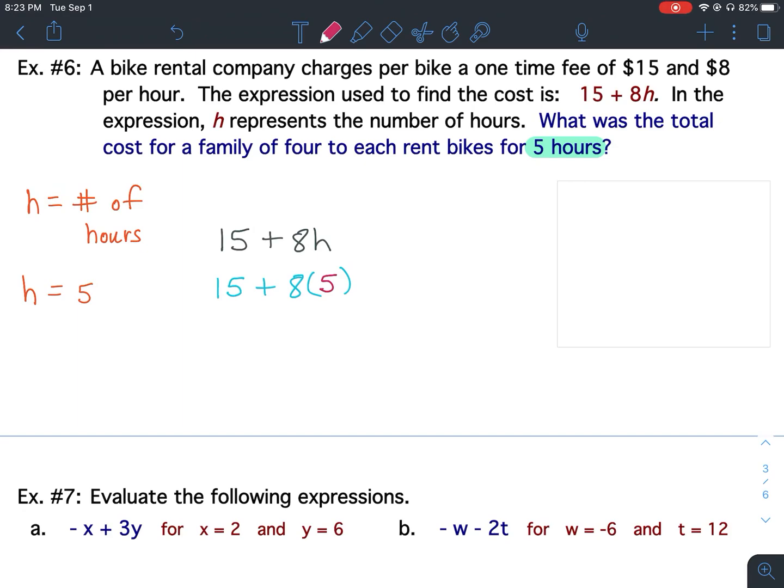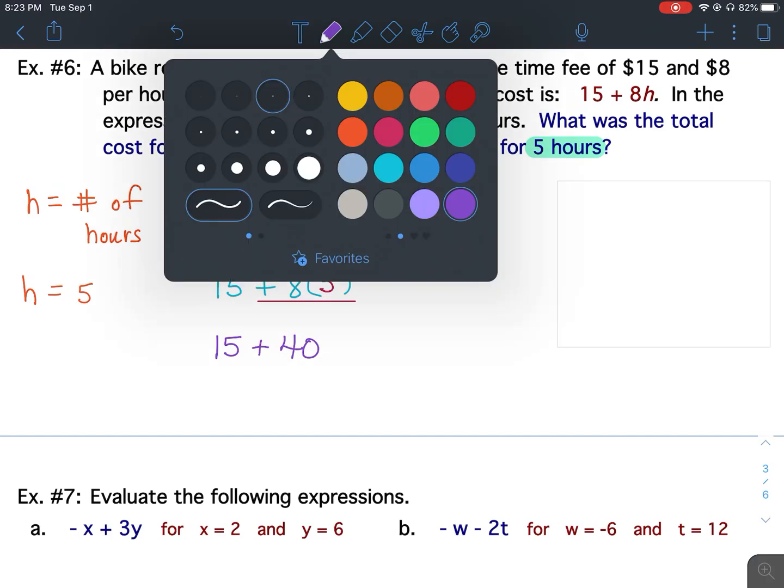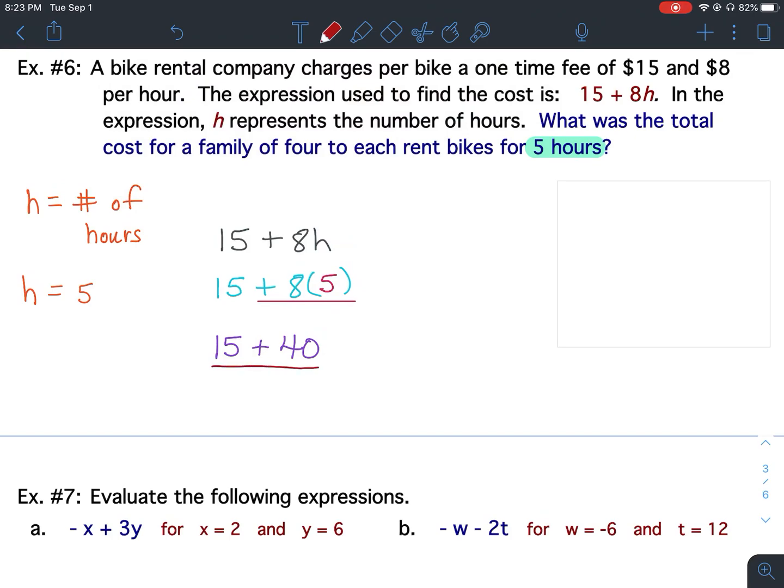And we're going to follow our order of operations. Order of operations say I need to do the multiplication before the addition. So bring down my 15. 8 times 5 is 40, and they're positive, so I would put a plus in between. Finish it off by adding 15 plus 40. And 15 plus 40 is 55.